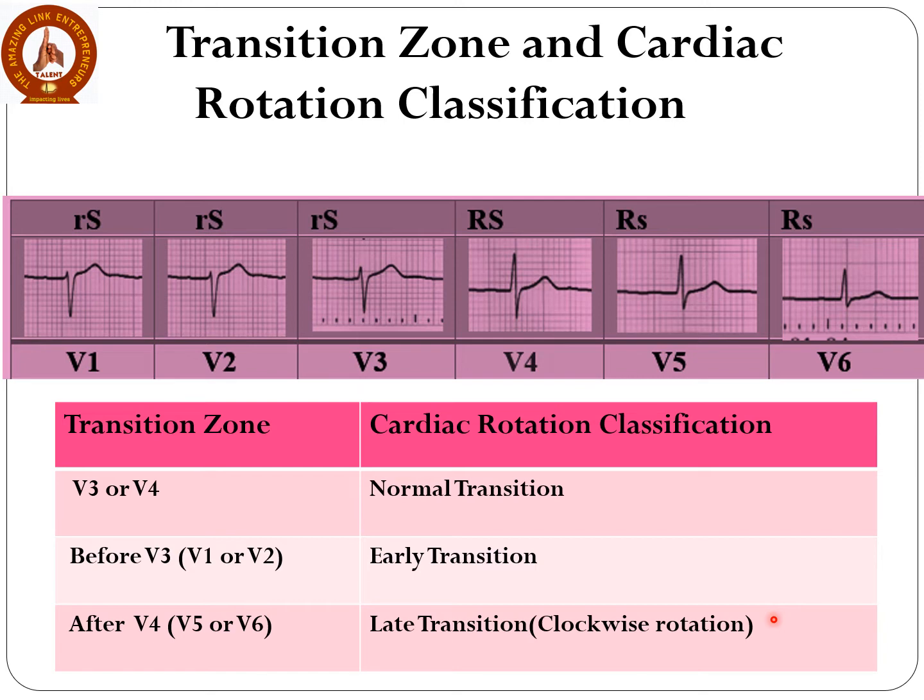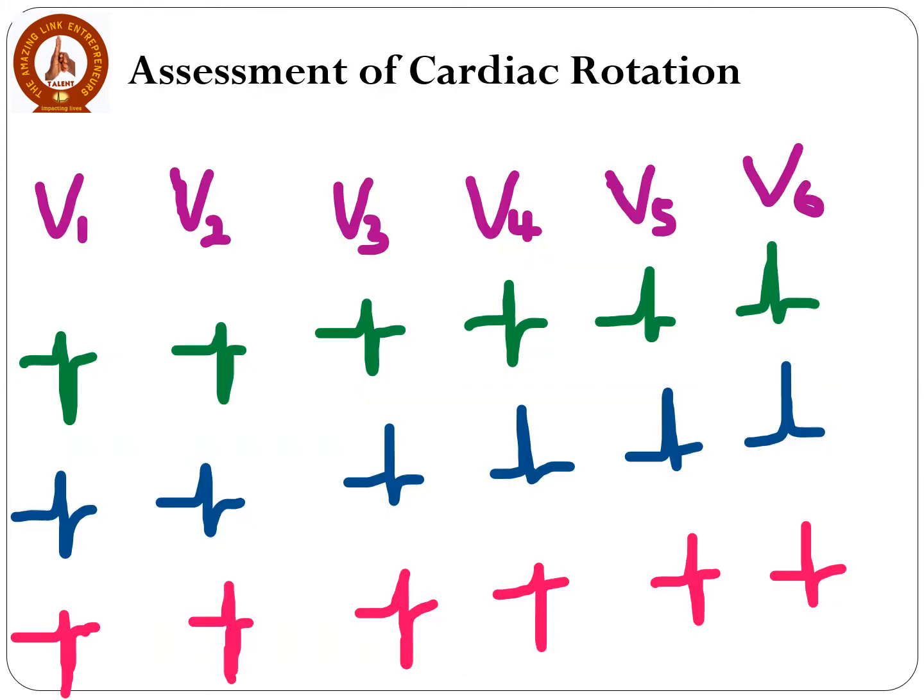In normal transition, there's no rotation. But in early transition, the heart rotates anticlockwise. So the early transition is otherwise known as anticlockwise rotation or counterclockwise rotation. Whereas in late transition, the heart rotates clockwise. So late transition is otherwise known as clockwise rotation.